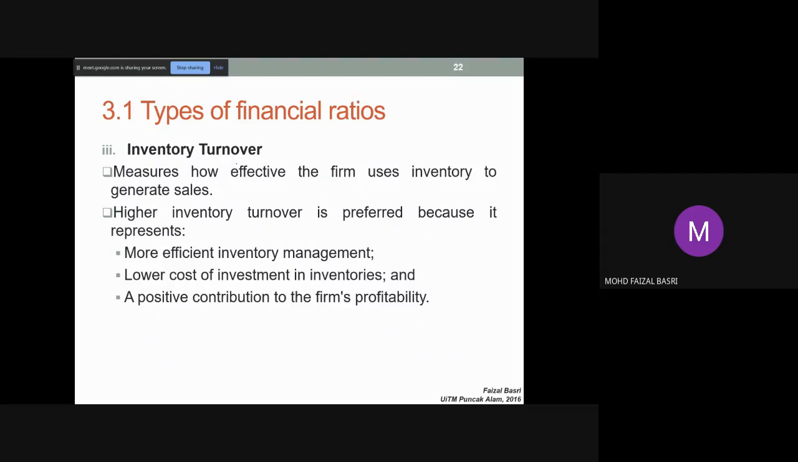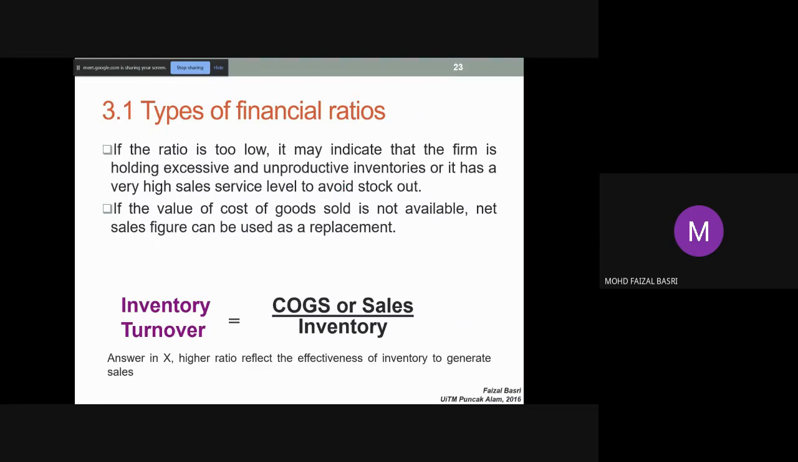So inventory turnover will measure the effectiveness of the firm in using inventory to generate sales. Obviously the higher the better, because a higher ratio indicates they are more efficient, they have a lower cost of investment on inventories and so on. Now, there is still sales here, but because there is an alternative, the priority for this formula, instead of sales, we're going to use cost of goods sold. This is priority number one. If COGS is not given in the question, then you can use sales.